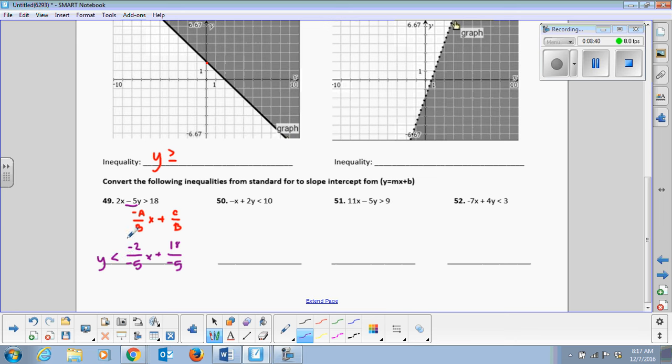Okay. From here, you would be able to graph stuff in your calculator and see which answer choice matches. But go ahead and simplify from here. So you have y less than, this becomes positive 2 over 5x, and then this would just be negative 18 over 5. Okay, so simplify when you can, and then remember when to flip this inequality symbol.